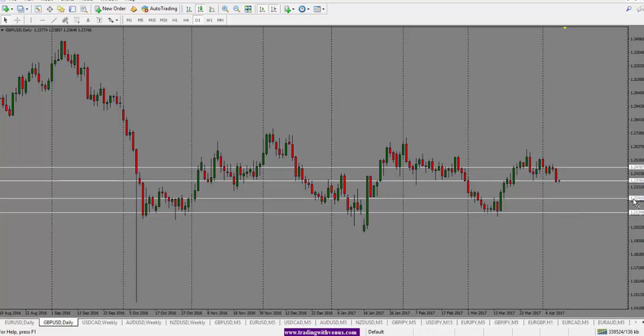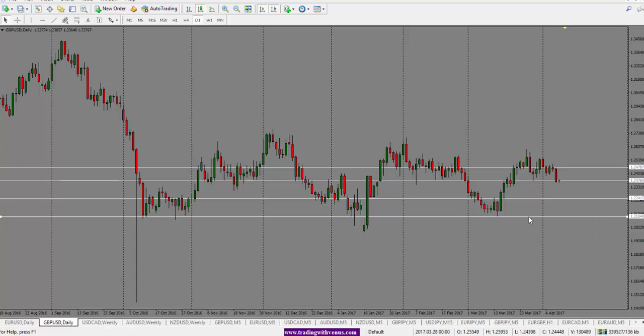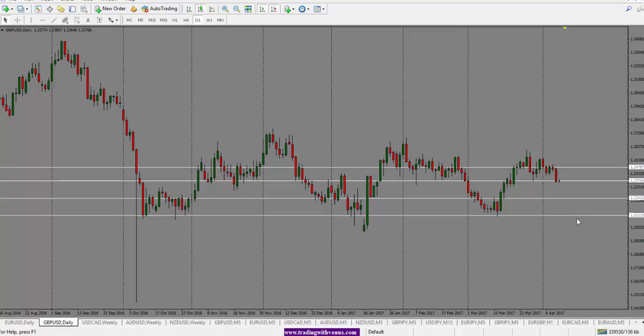If price manages to break below 122.40, the next level will be 121.40 area, or potentially 121.00 area. So those are the next two levels. However, we do have Bank of England Governor Carney speaking, as well as some important data for British pound coming out this week. So something to keep in mind.